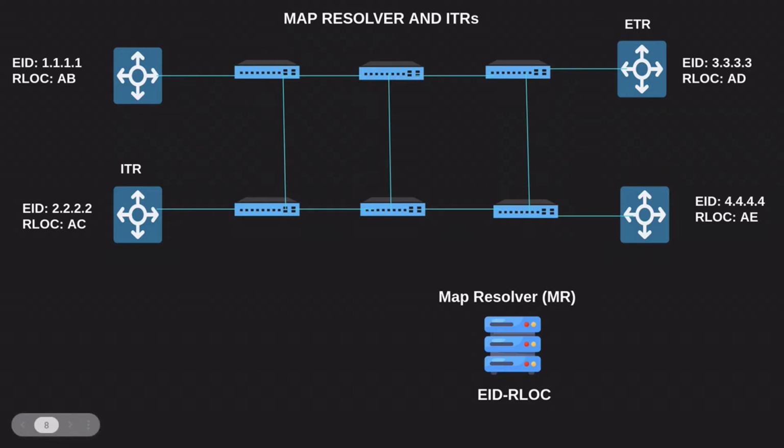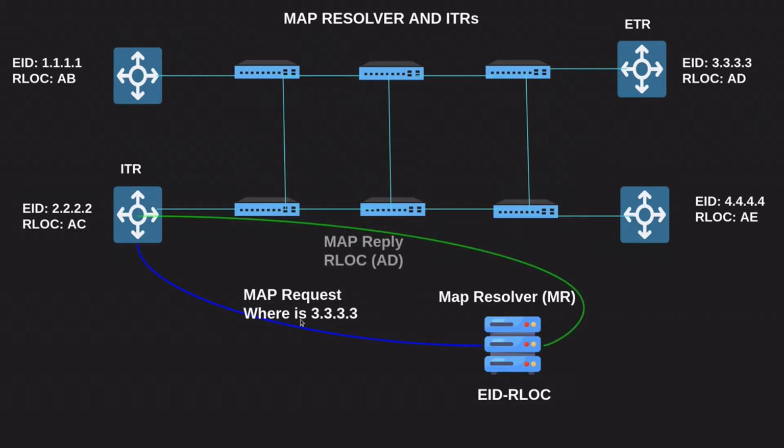So what happened is that, let's say the ITR wants to know where 3.3.3.3 is, and it's not cached. It doesn't know what it is. What it's going to do is send a map request to the map resolver, asking where is 3.3.3.3. And the map resolver is going to send a map reply with the RLOC location. Since it is 3.3.3.3, it is going to send the RLOC of AD, which is this one over here, right?